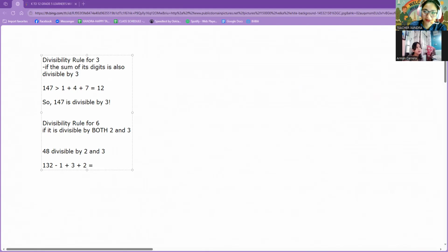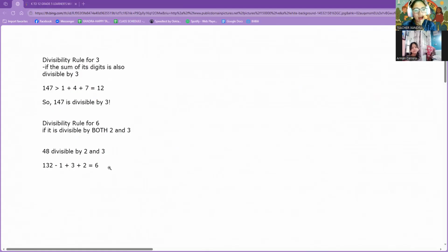1 plus 3 plus 2 is 6. Okay, it's 6. So is it divisible by 3 also? If you divide 6 by 3, is there a remainder or no remainder? No remainder. So 132, is it divisible by 6? Since it follows both rules, 132 is divisible by 6.